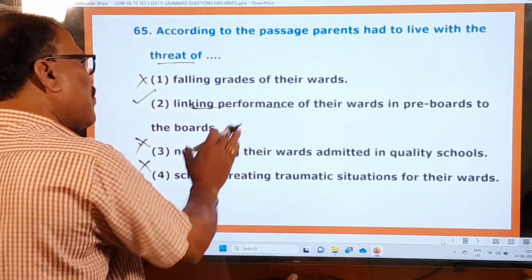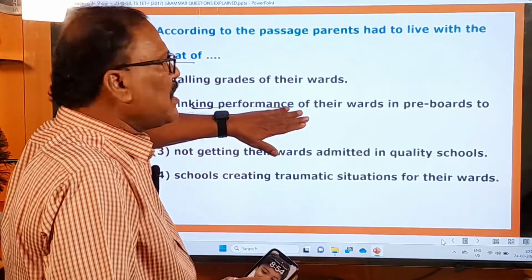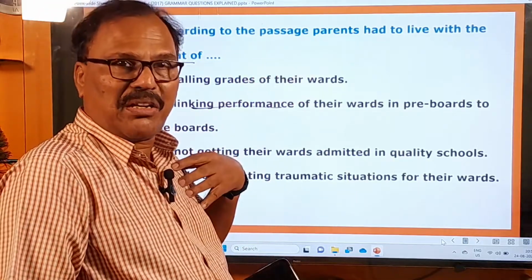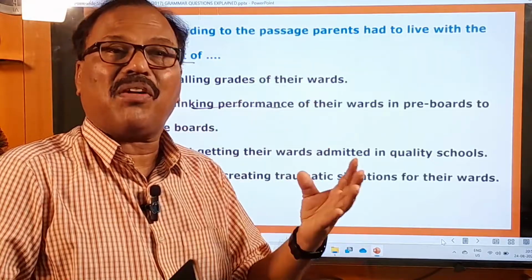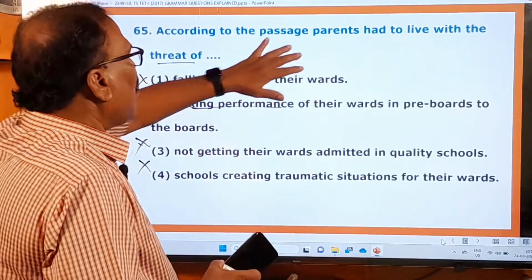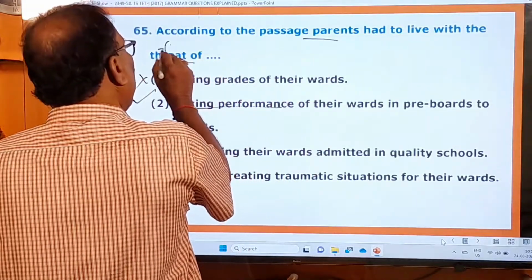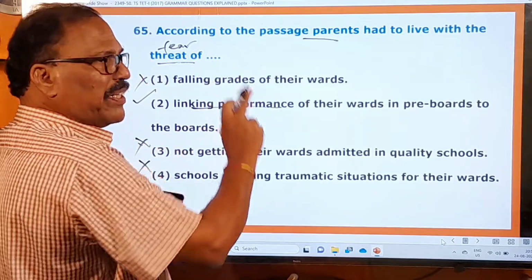So that's why this was a threat for the parents. They lived under this threat. That was a big fear for them. They always thought about whether their children would be allowed to take the final examinations or not. So that's the meaning. That's why, according to this passage, parents had the threat, meaning the fear of this performance linked department.